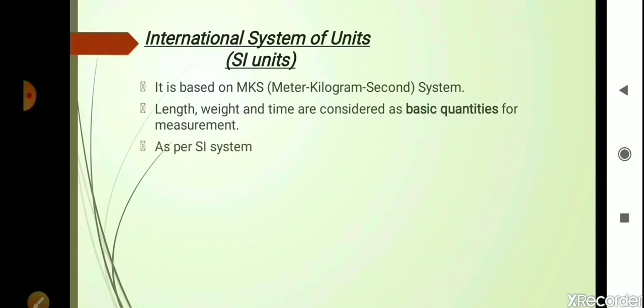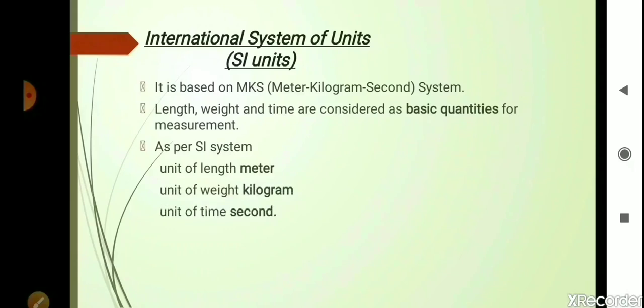So as per the SI system, for the unit of length we have meter, for the unit of weight we have kilogram, and for the unit of time we have second. These are the SI units which have been agreed upon and accepted by all the countries the world over. We can use this system of units, and it has been accepted by the entire world.